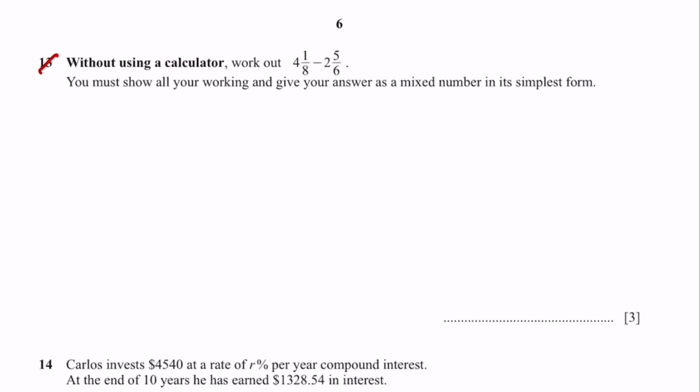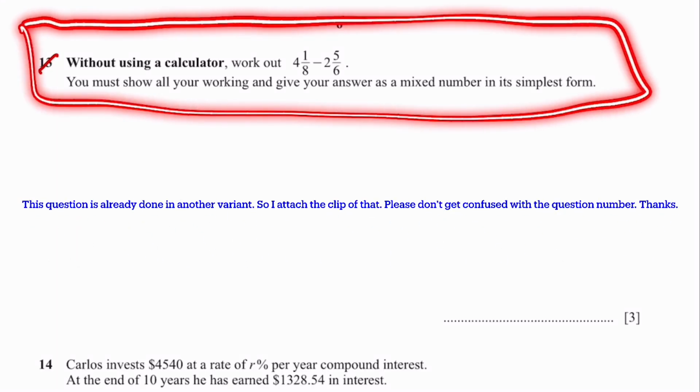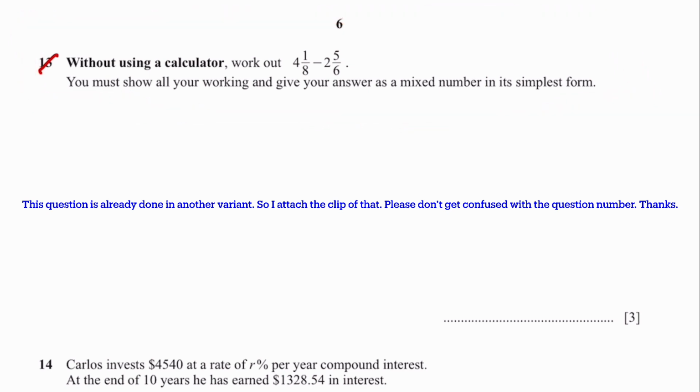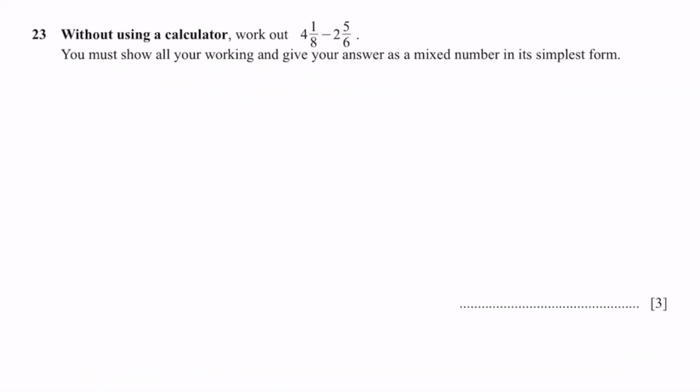Question 13 is another one of the questions which has been done in a previous core paper, and therefore I shall just attach the clip of that question for you. Without using a calculator, work out 4 1/8 minus 2 5/6. You must show all your working and give your answer as a mixed number in simplest form.